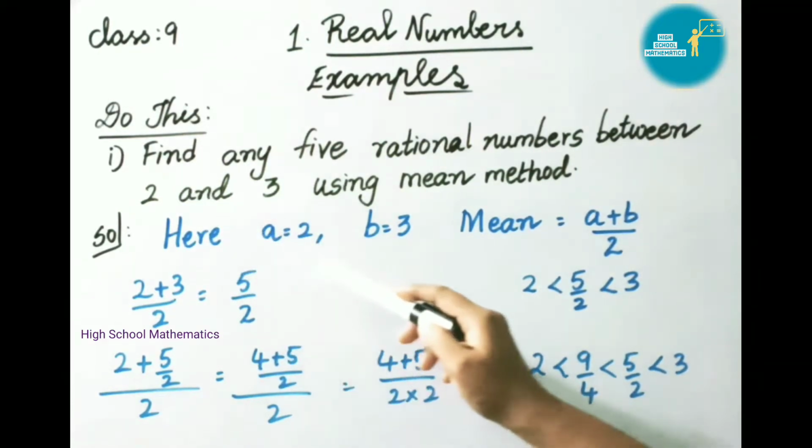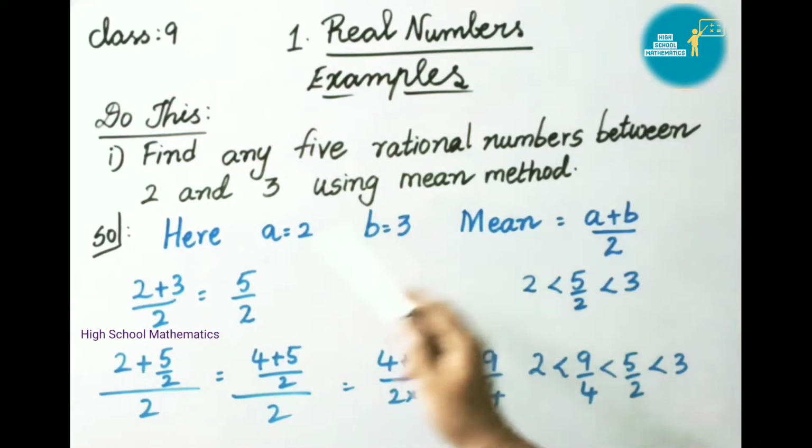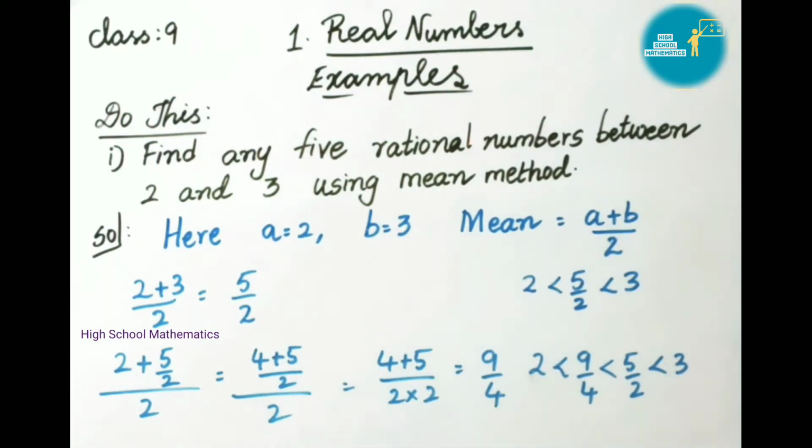Here a equals 2 and b equals 3. We know the mean method formula, that is (a plus b) by 2. So (a plus b) by 2 means here (2 plus 3) by 2, that equals 5 by 2. So a rational number between 2 and 3 is 5 by 2.